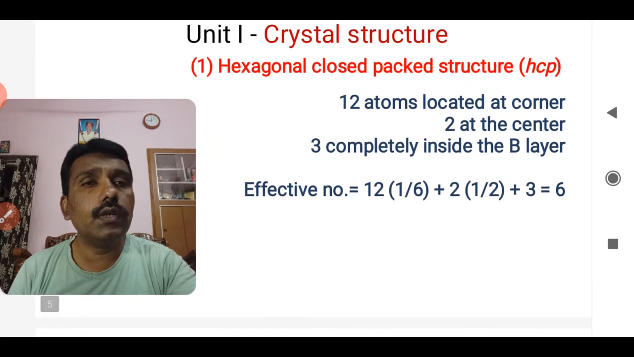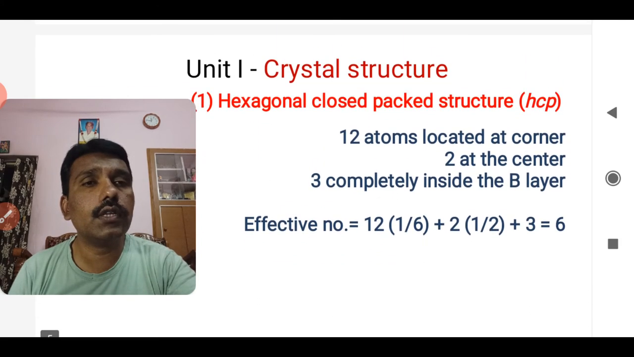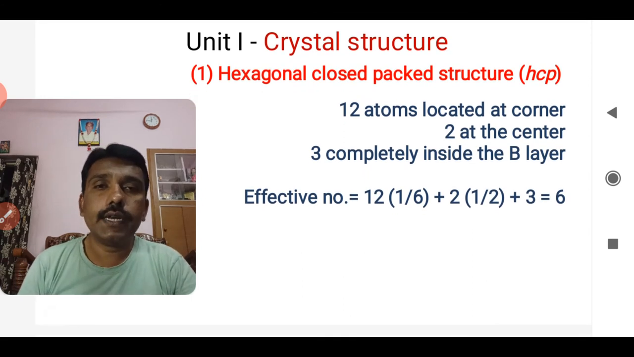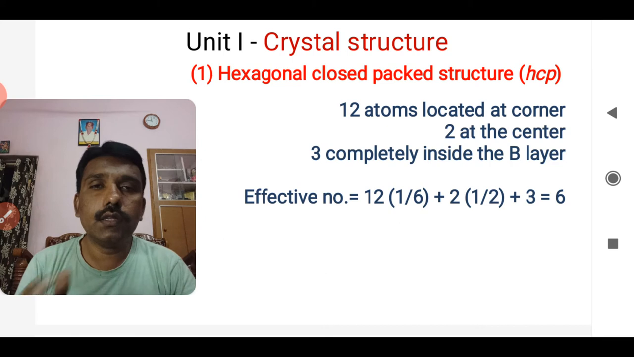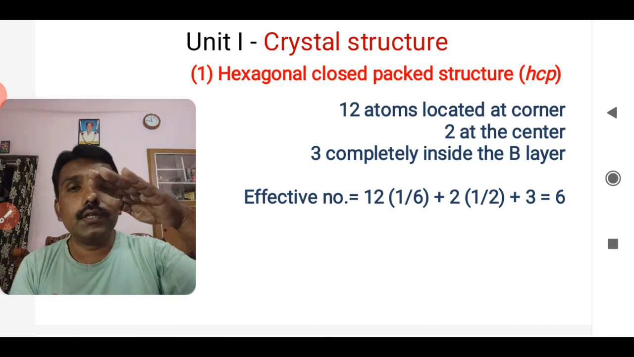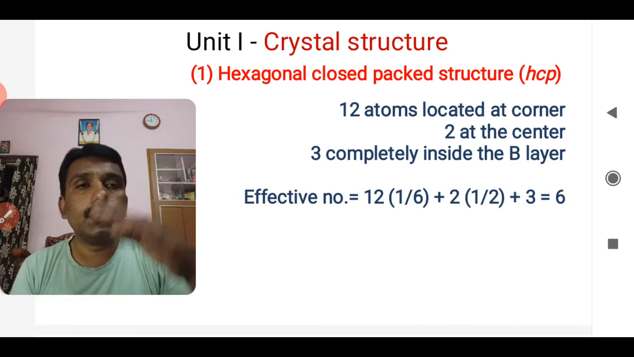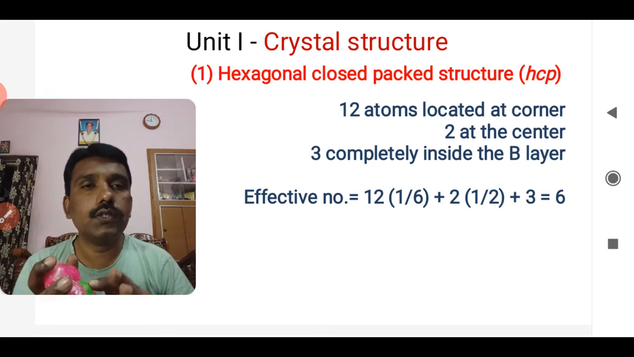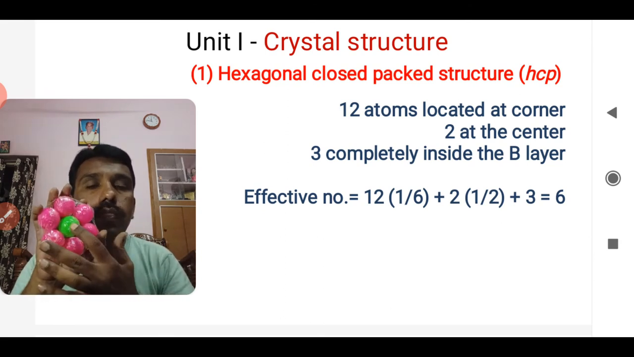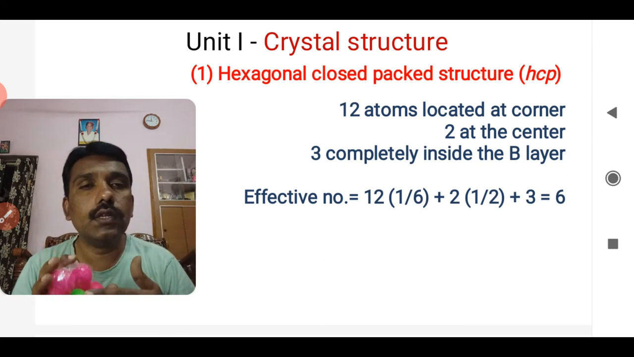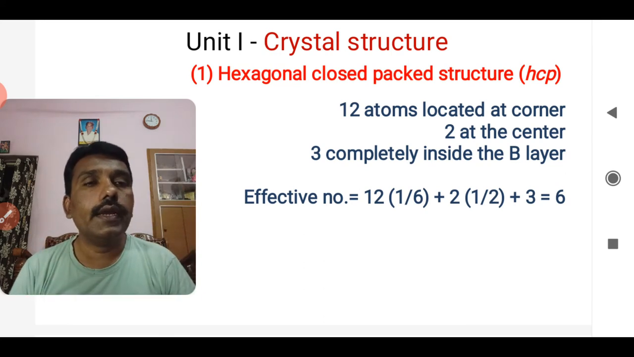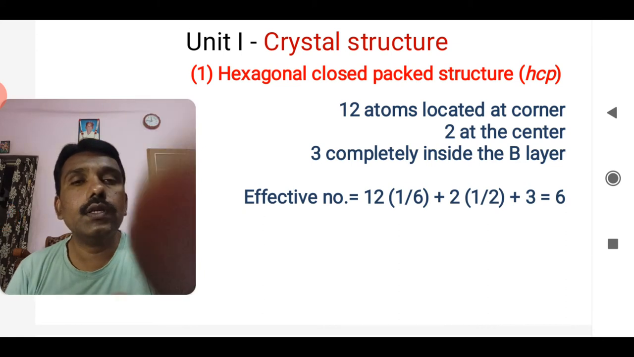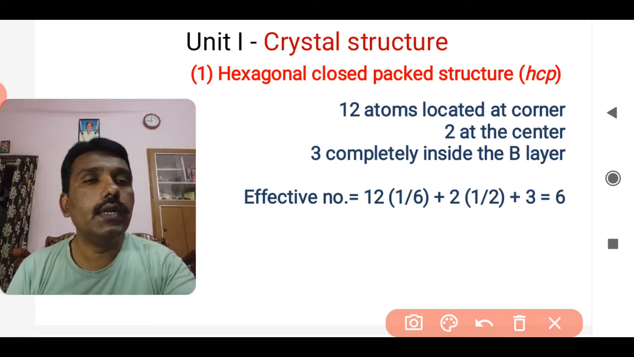Now as far as the hexagonal close packed structure is concerned, 12 atoms are located at the corners: 6 at the bottom and 6 at the top, that is 6 plus 6, 12 atoms. 2 are at the centers, the first at the bottom center and the other at the top center, that's why 2 atoms are at the centers. And 3 atoms are completely inside the layer.